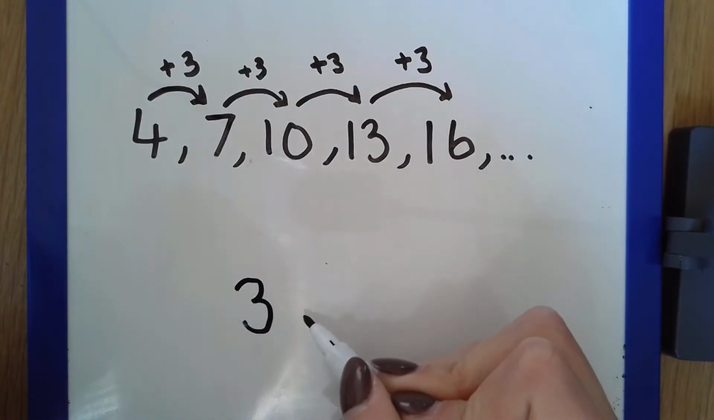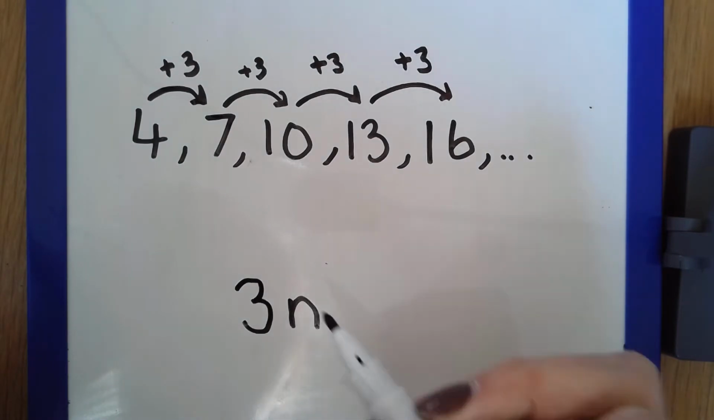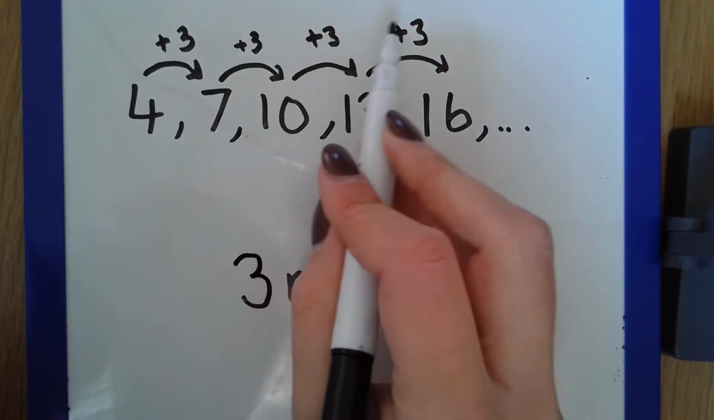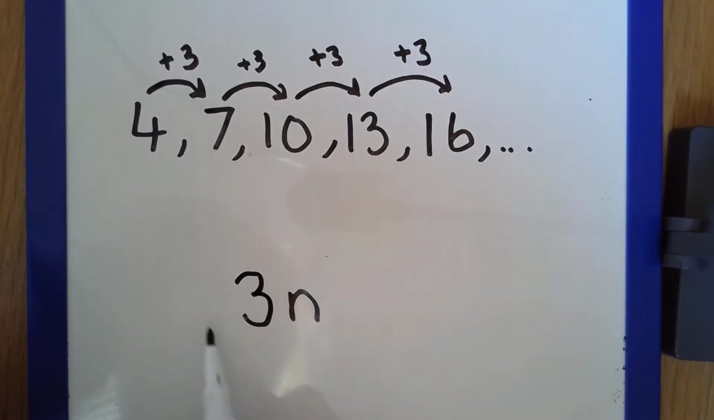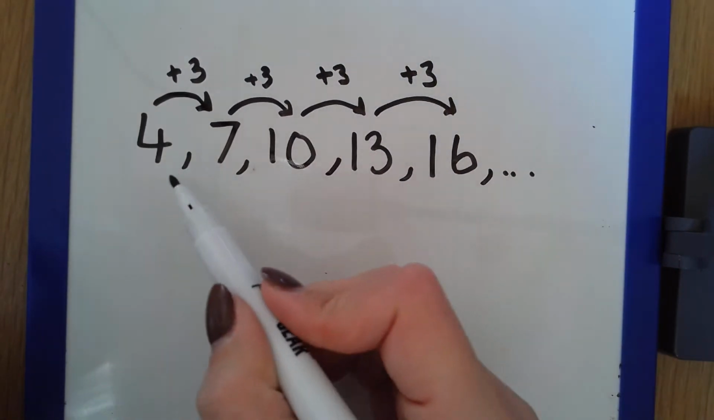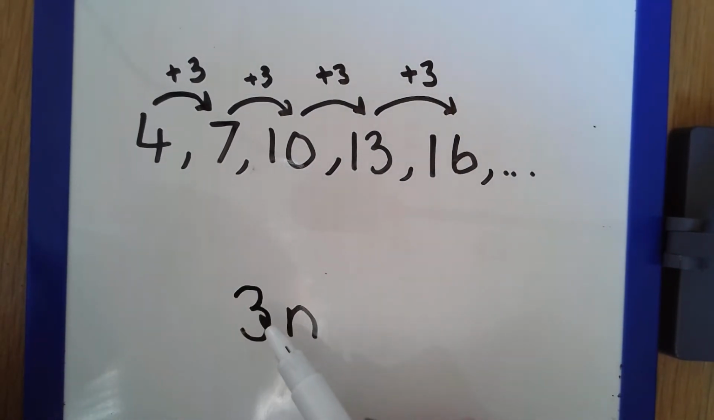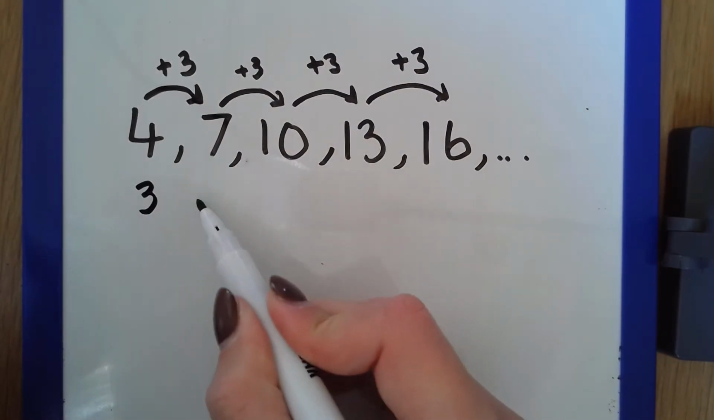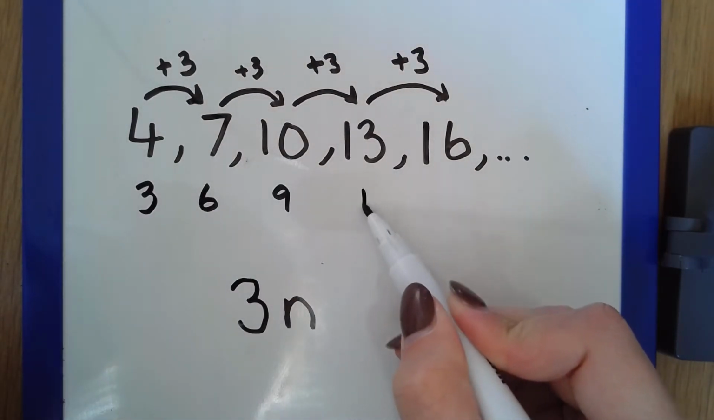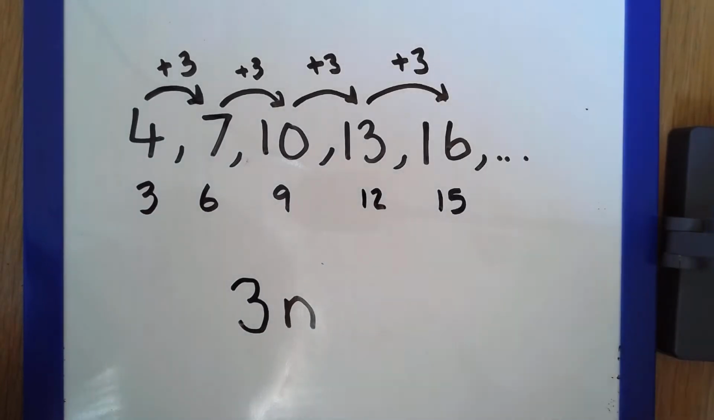Because I'm adding 3, adding 3, adding 3, adding 3, I know that my sequence starts with 3n. I've got the 3 because I'm adding 3 each time. So it's 3n. Now I write my 3 times tables out underneath: 3, 6, 9, 12, 15.